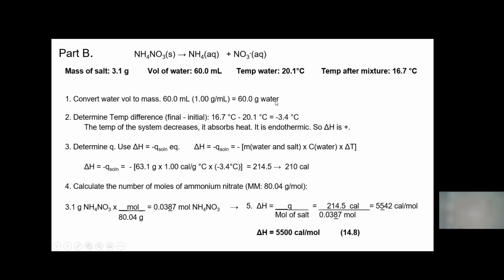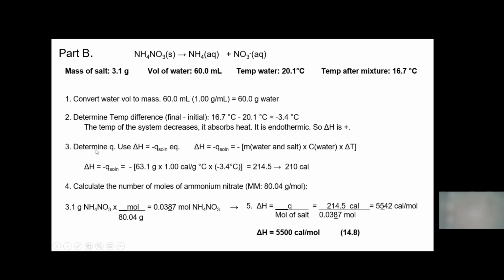We're going to get 60 grams of water. The temp difference, final minus initial, is negative 3.4. So you should put a negative if there is one on LabFlow. The temp of the system decreases. It absorbs heat. That gives you an idea. When the temperature drops, that's an endothermic reaction.